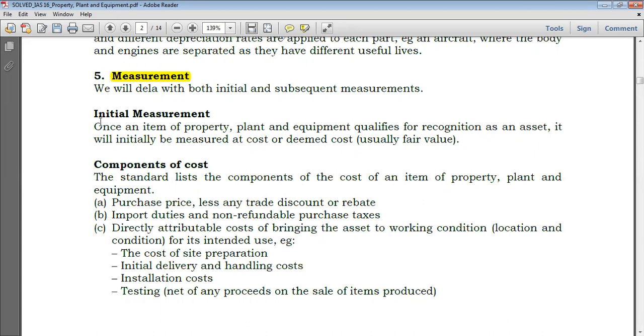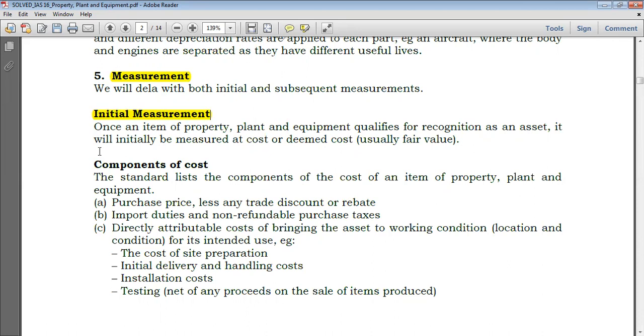So actually, why measurement? When recognizing an asset, you have to know its value so that you write it, let's say, PPE, $60 million. How do you obtain that $60 million? If you cannot obtain that, you won't recognize an asset because you won't know its value. So we have initial measurement at the first point of recognizing an asset as PPE. How do we do that?